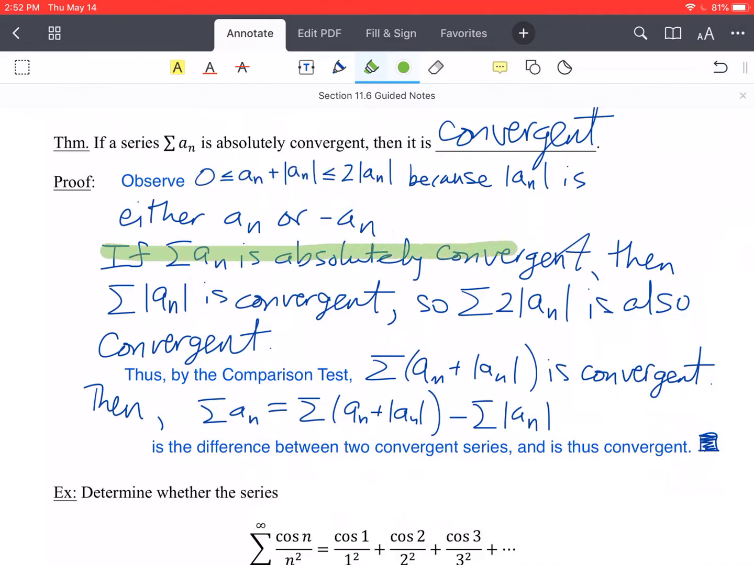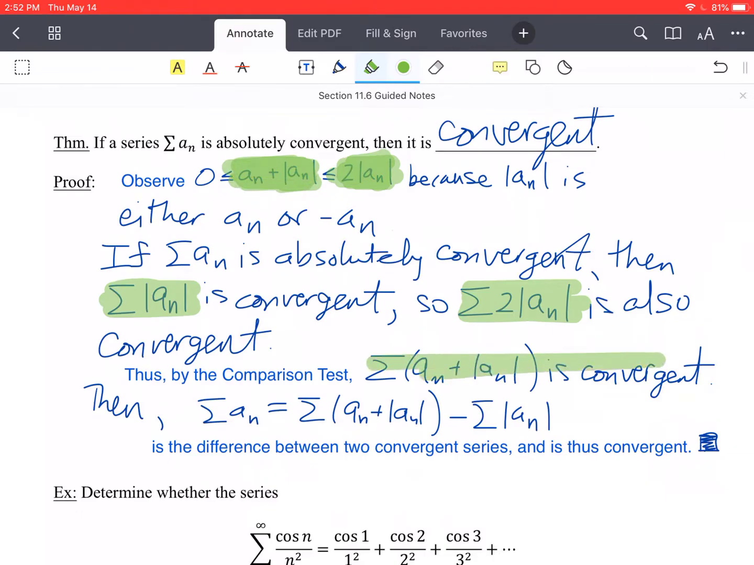If the series is absolutely convergent, that means that the absolute value is convergent by definition. And that tells us that certainly double the absolute value must also be convergent. And we know that that double of the absolute value is bigger than this sum. And if the bigger one is convergent, the smaller one must also be convergent.